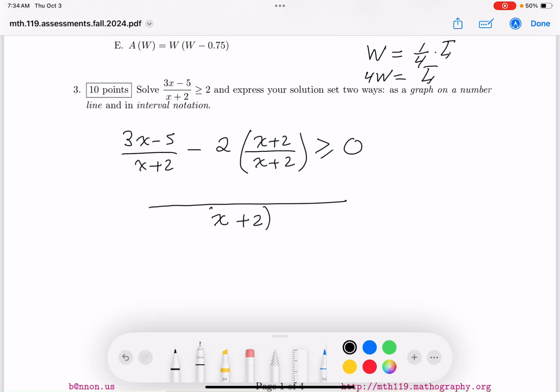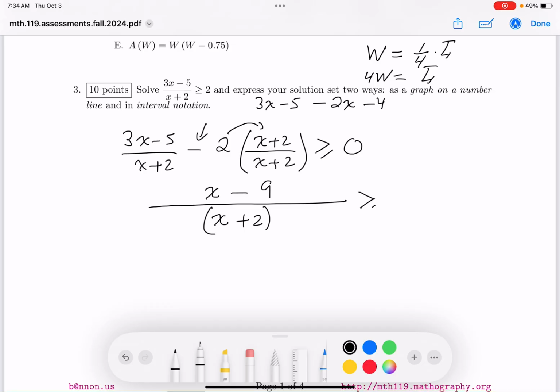The bottom is x plus 2. Not so bad. What's the top going to be? Let me just write this down aside for you. It's 3x minus 5 minus 2x. I'm distributing this across, bearing in mind it's a negative sign over there, and then you get minus 4. So what is it going to give you? That's going to be x minus 9.